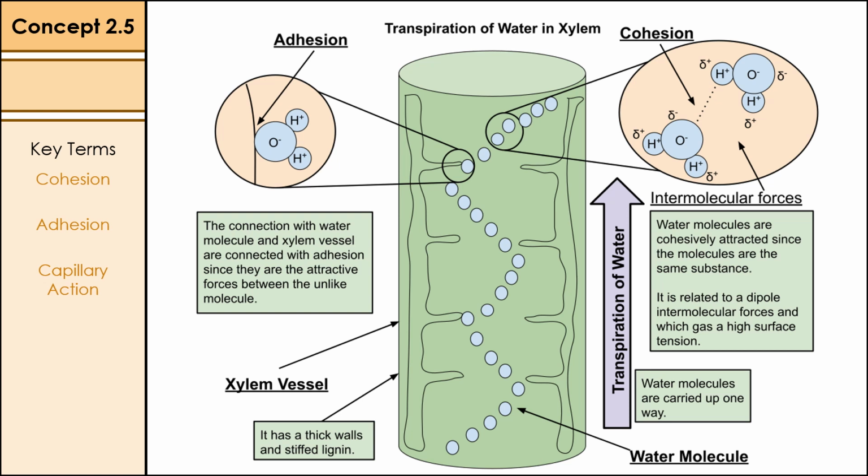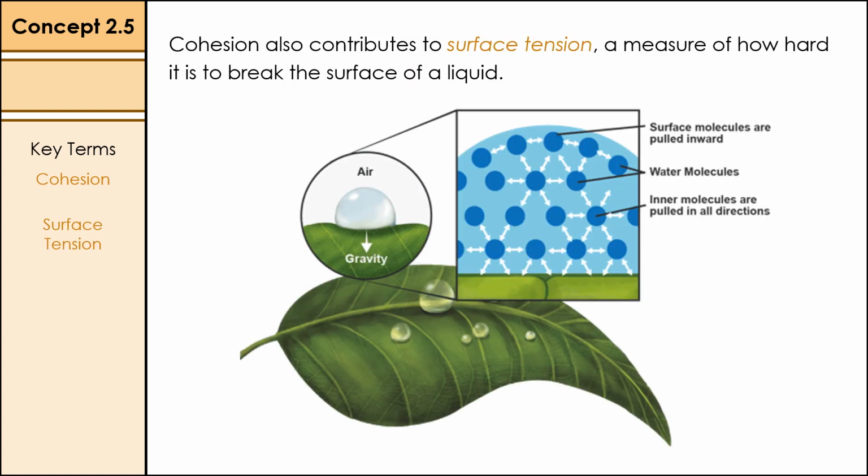Moving away from cohesion and not moving away, I spoke too soon. Here I have a diagram that helps to show surface tension. So surface tension is how hard it is to break the surface of a liquid. And we get these nice water droplets because of the attraction between our water molecules.